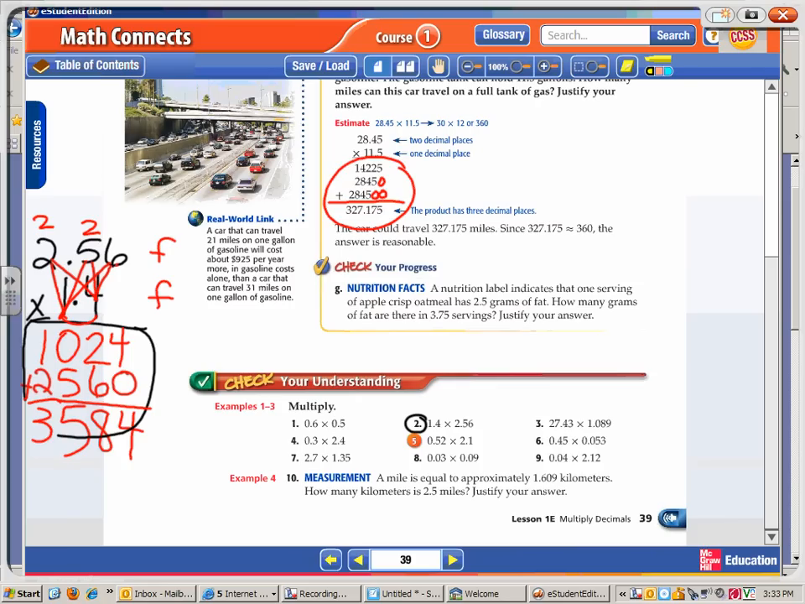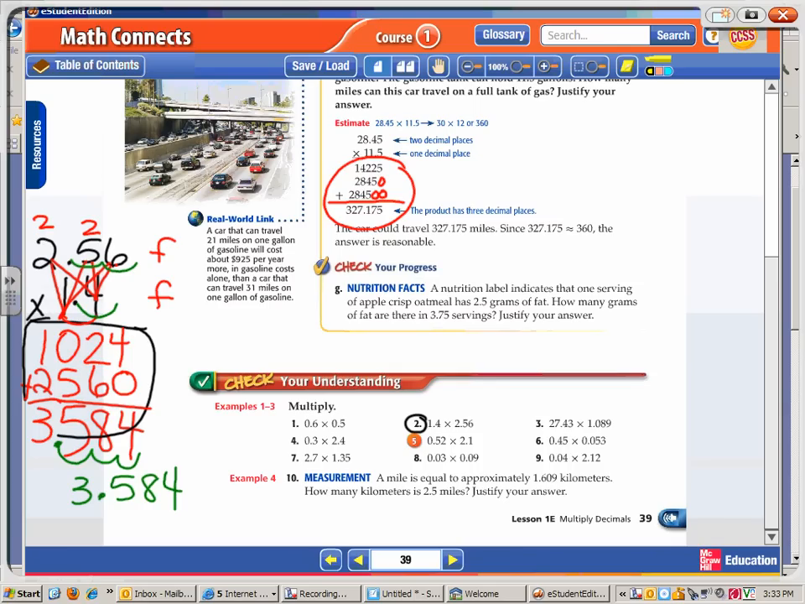Now we have to figure out, it's not a whole number, so it's not 3,584. We have decimals. So now we go back to our factors to tell us how many decimal places. Well, we have 2 in the top factor and 1 in the bottom factor, so that's 3. So now we're going to hop over 3 spots. Okay, so we have 3 and 584 thousandths. All right, so that's where we're at with that one.